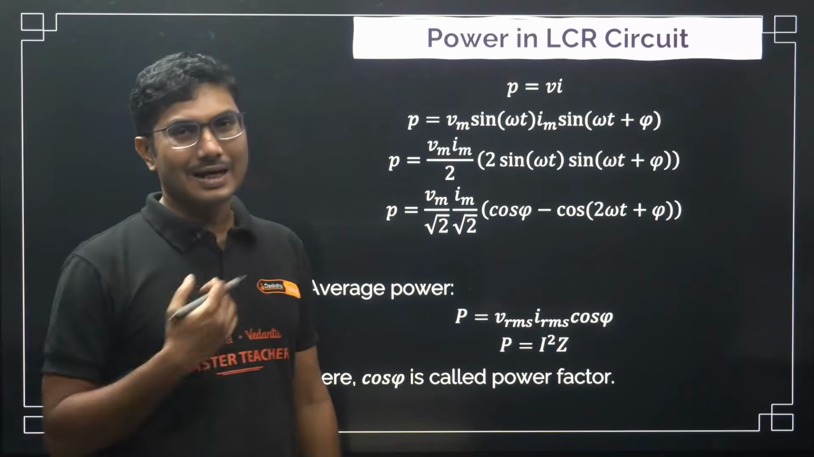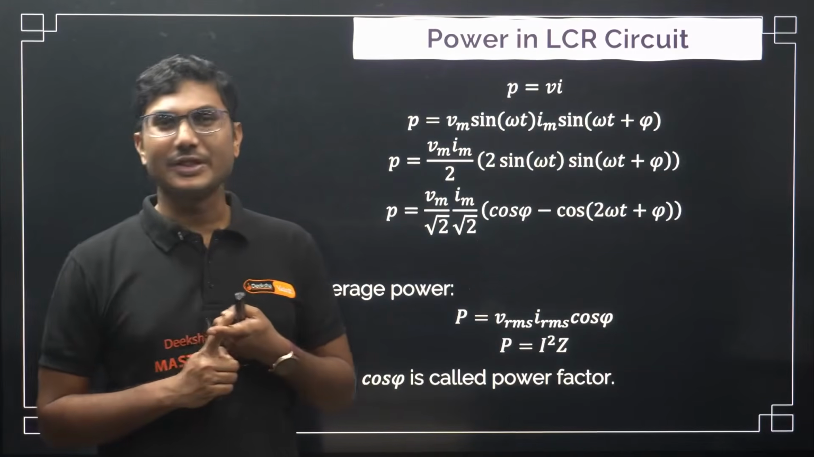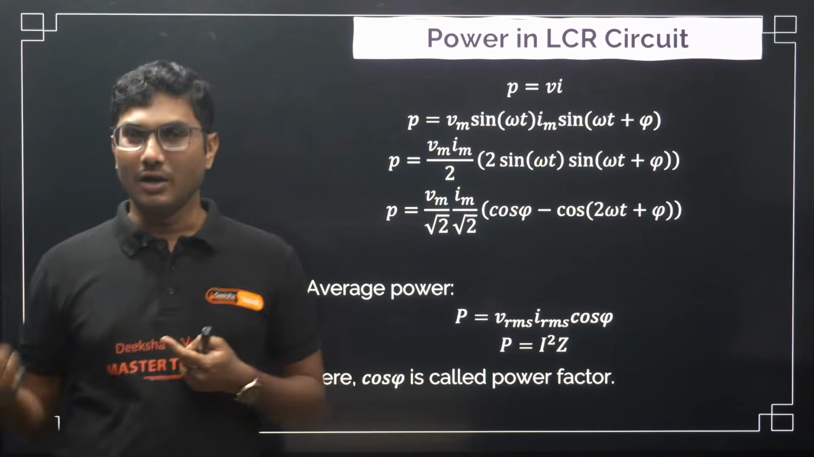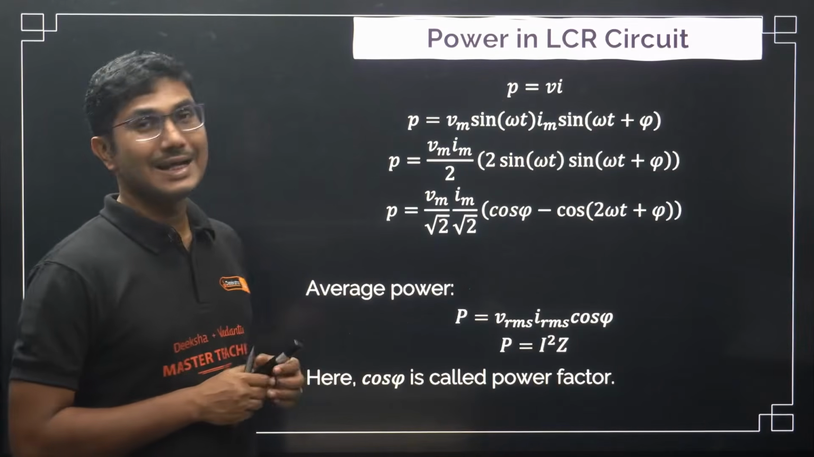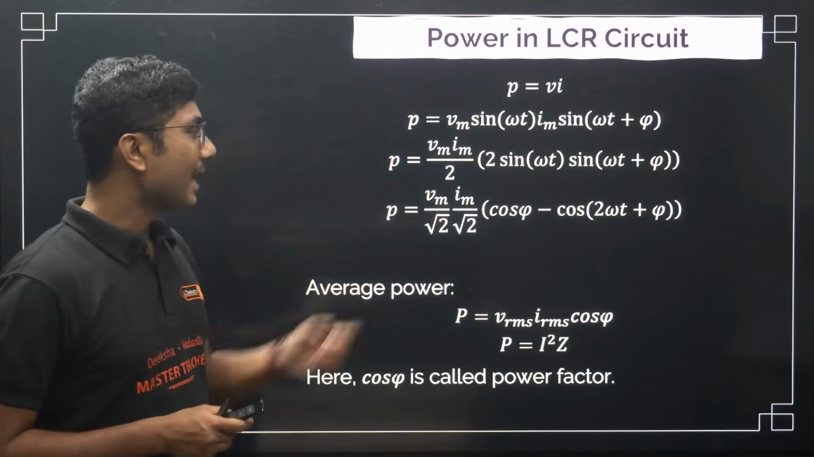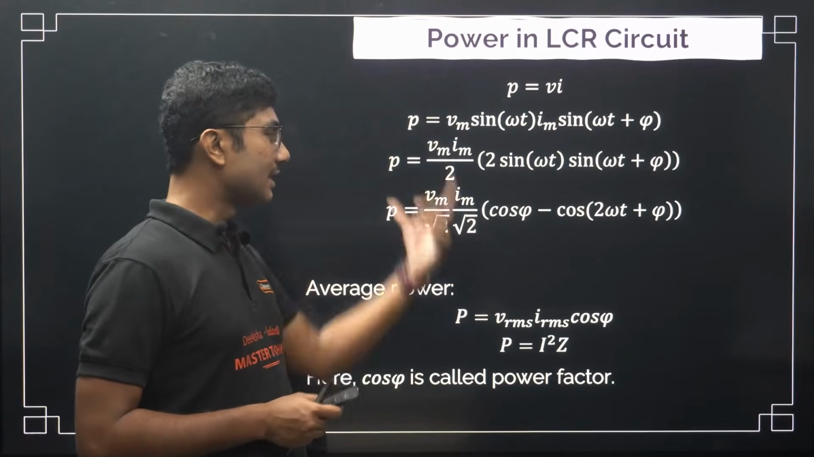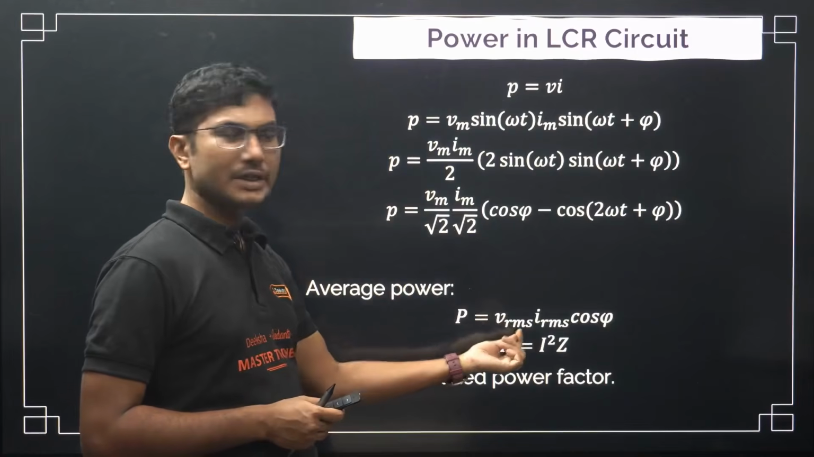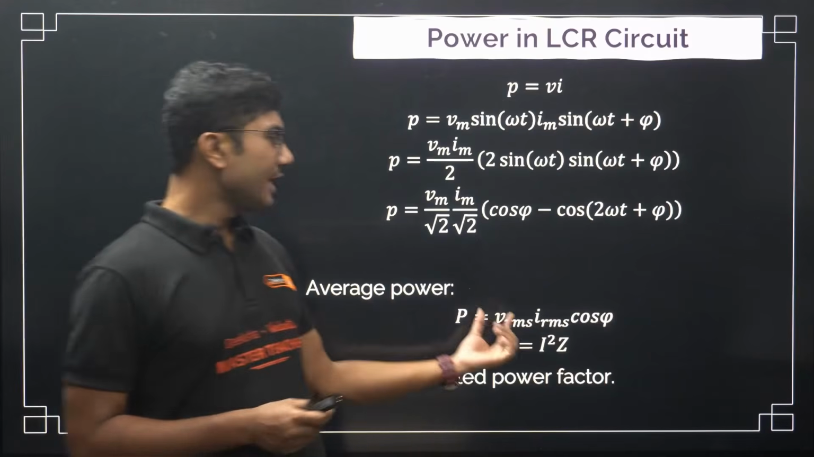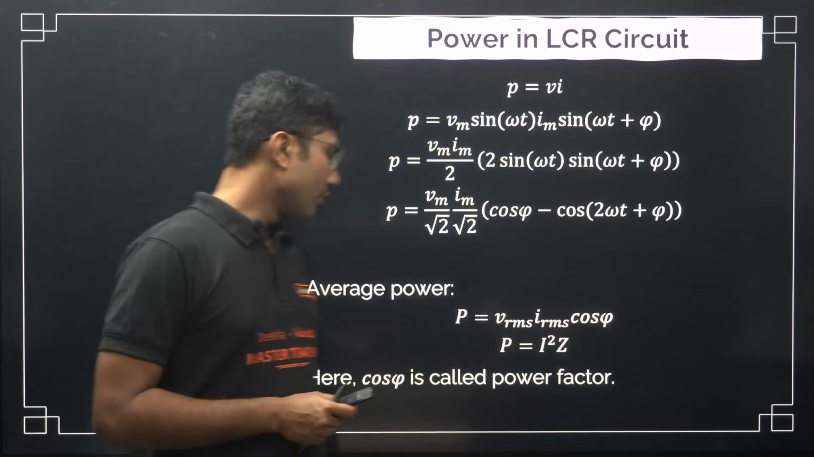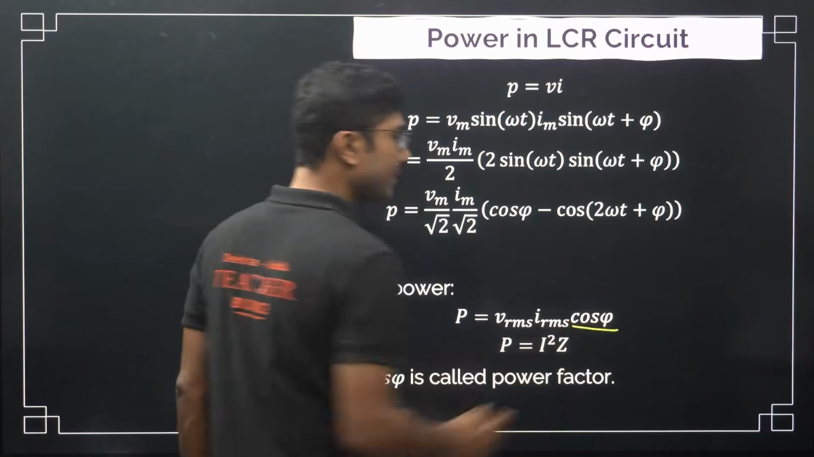Power in an LCR circuit. As we have discussed, we have seen power in a normal resistive circuit, and we have seen that power in a normal inductor and capacitor, both, is 0. But what about power in an LCR circuit? The average power in an LCR circuit is given by Vrms into Irms into cos phi. Okay, this cos phi is called the power factor.